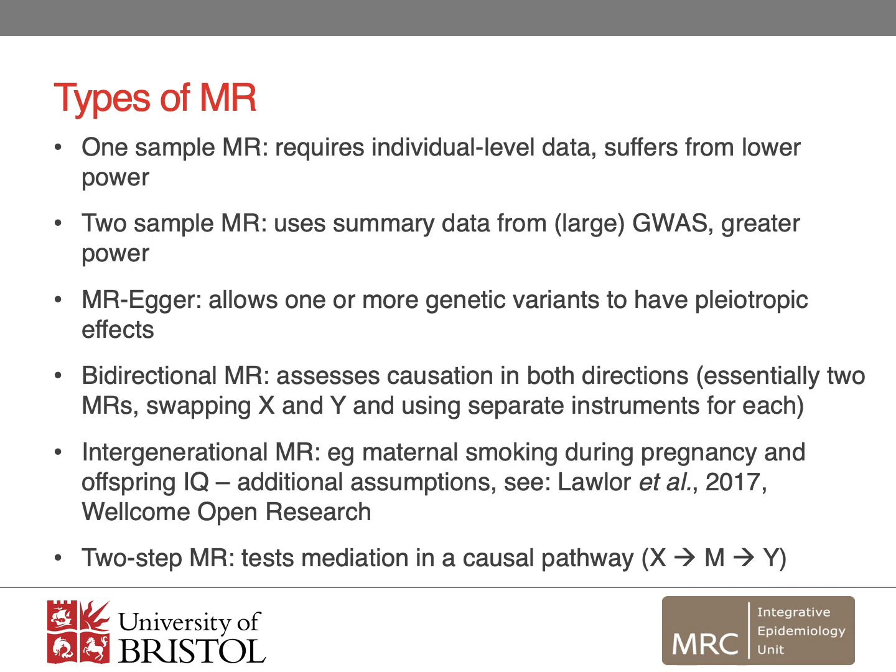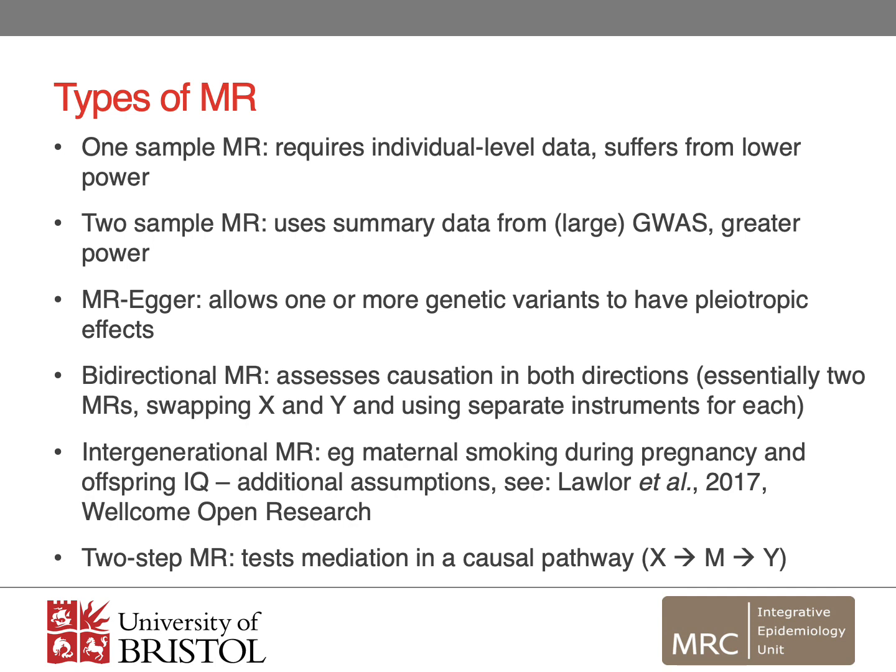MR-Egger is a variation of MR that can be used when multiple genetic variants are used as the instrument, and it allows one or more of the genetic variants in an instrument to have pleiotropic effects. As mentioned earlier, bidirectional MR is useful for exploring the possibility of reverse causation, and it's essentially two MRs, one in the forward direction of X to Y and one in the reverse direction of Y to X, using separate instruments for X and Y.